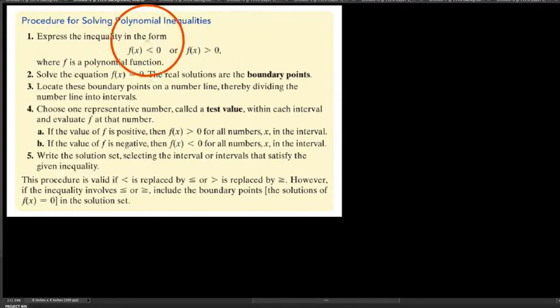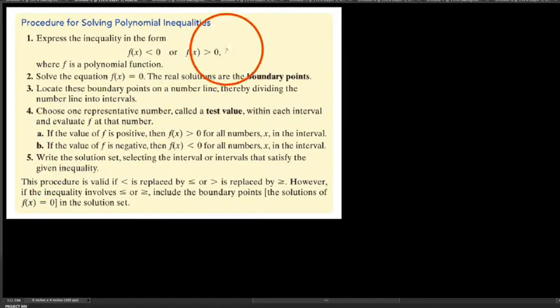But basically, the first thing we want to do here is get the right side equal to 0. So the right-hand side equal to 0 is what we want to write here. So right-hand side equaling 0, right there. This must be true before we solve these, but it says solve the equation f of x equals 0.